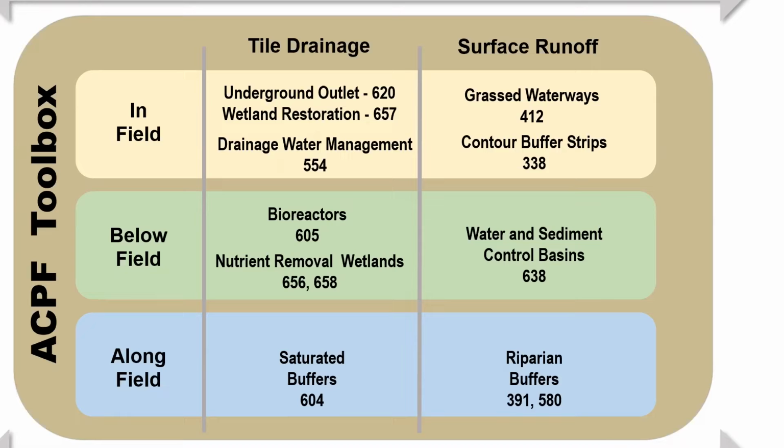Now, the way that the tool has been developed in conjunction with the practices as they're described in the conservation technical guidance, what we see identified by the ACPF Toolbox are the practices that very closely emulate what the guidance considers to be an optimal location. So, for example, today we're going to talk about drainage water management, which is mainly supported by Conservation Practice 554 through the NRCS.